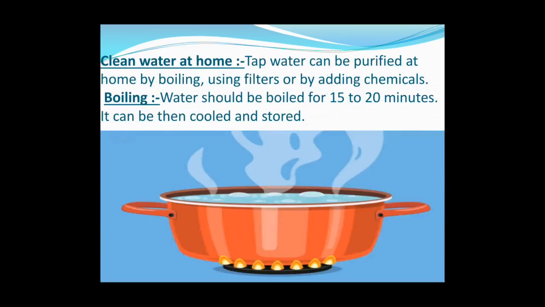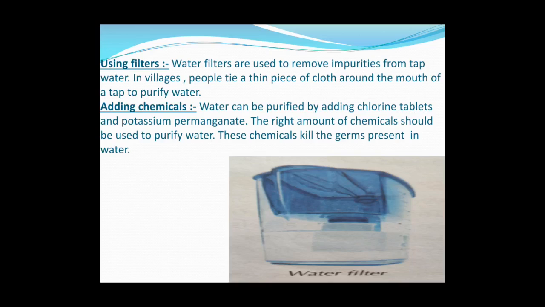Clean water at home. Tap water can be purified at home by boiling, using filters, or by adding chemicals. Boiling. Water should be boiled for 15 to 20 minutes. It can then be cooled and stored. Using filters. Water filters are used to remove impurities from tap water. In villages, people tie a thin piece of cloth around the mouth of a tap to purify water.